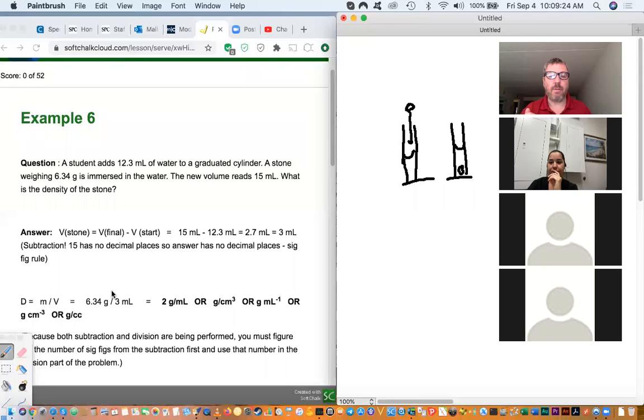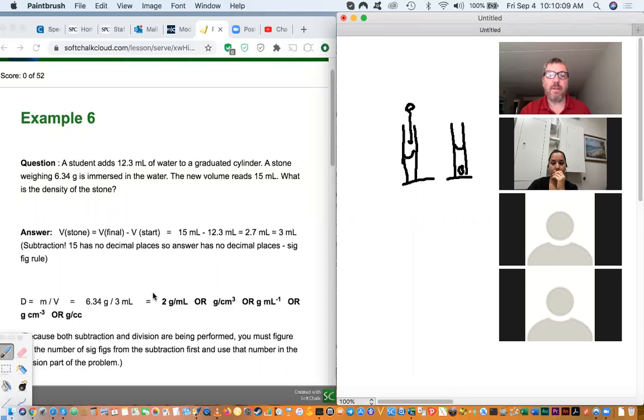The addition-subtraction rule states that we go by the number of places past the decimal point, whereas multiplication and division goes by straight significant figures. So if you've got 12.3 mils and 15 mils, we do 15 mils minus 12.3, which comes out to 2.7 in the calculator. But in order to obey the significant figure rules for subtraction, we go with the smallest number of places past the decimal point, which would be none. So this comes out to be 3 mils. We take that 3 mils then and we divide it into the mass that we're given, and this comes out to be one significant figure.